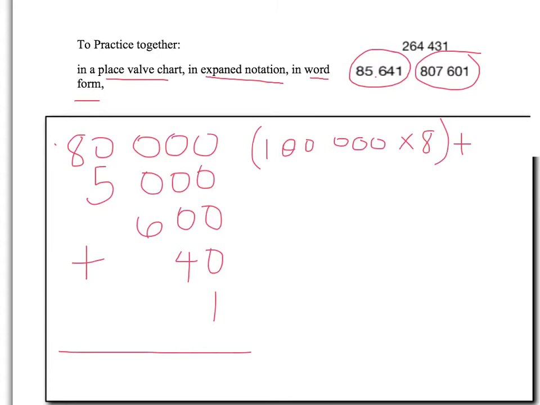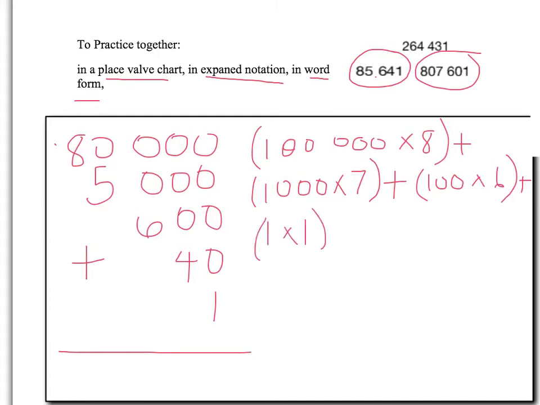There's nothing in the 10,000s place, so I don't have to put anything there, but there is a digit in the thousands place, and there's 7 of the 7,000, so times 7, adding, and then we have the hundreds place, and there's 600, so I'm going to multiply by 6, and then we have nothing in the tens, so I don't need anything there, and then in the ones place we have 1, and 1 times 1 is 1. So there we go, expanded form for both of those. Take a look and check yours.